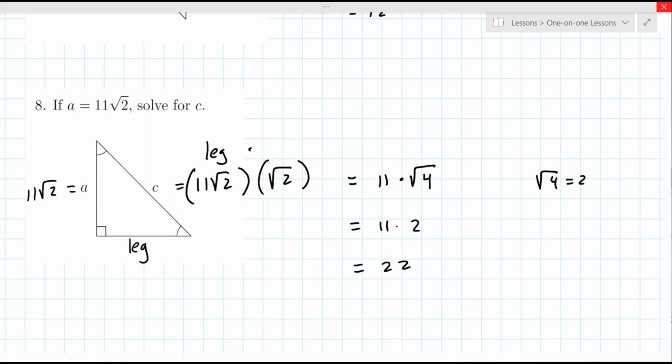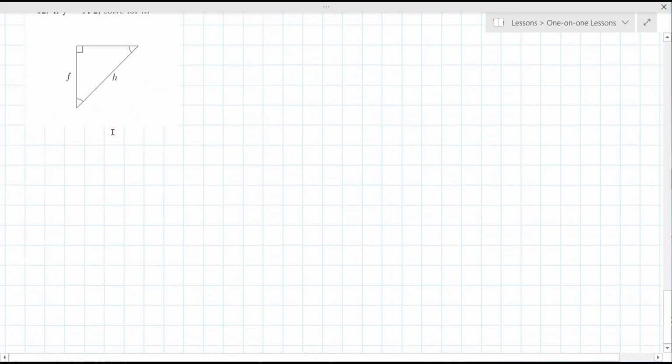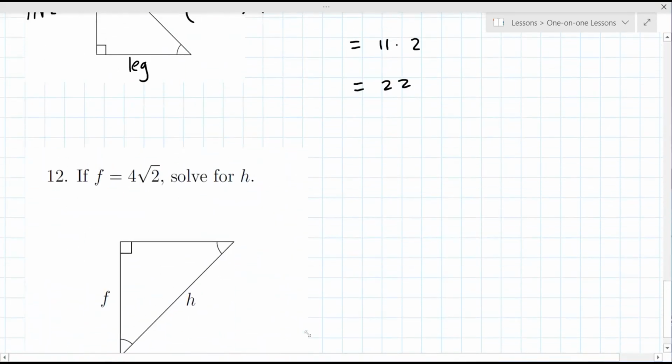Okay. Let's do one more here. Okay, so give this one a try.